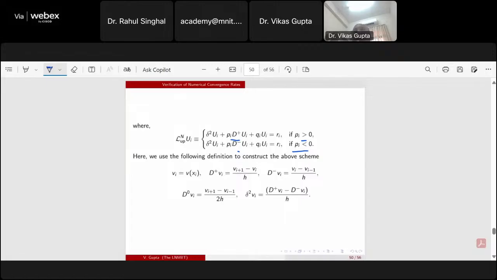I already discussed that the use of approximation of the first order derivative in the convection term depends upon the convection speed. If the convection speed is positive, we will use the forward difference approximation. If the convection speed is negative, we will use the backward difference operator. It is required so that the domain of dependency of the difference scheme lies in the domain of dependency of the continuous problem.